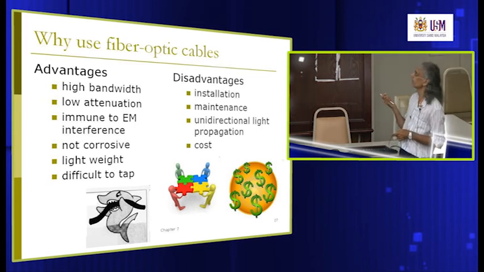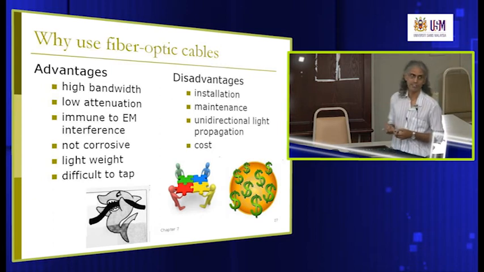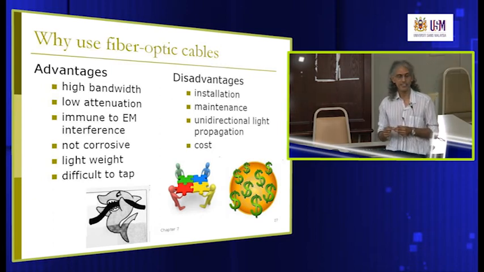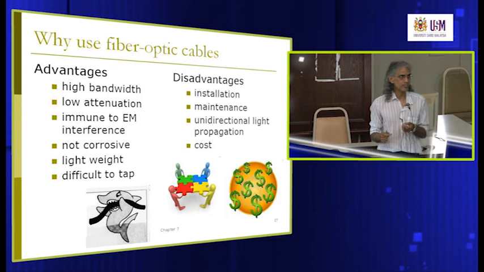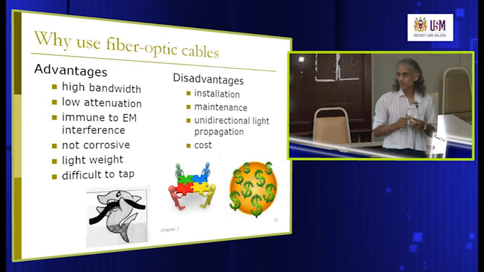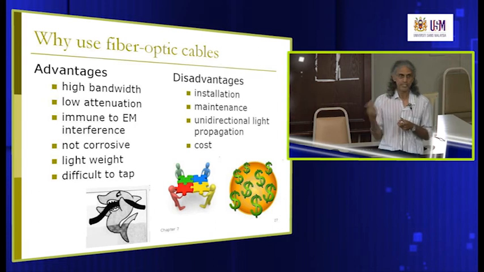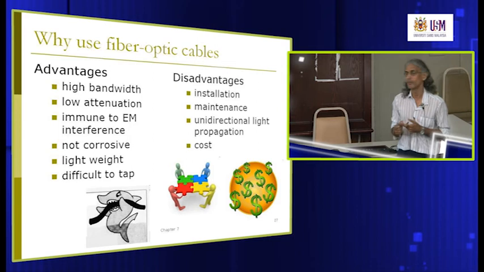Disadvantage, it's more difficult to install and maintain, and it's also unidirectional, one way. The light pulses can only travel one way inside the fiber, not two ways at the same time. So if you need the other way around, you need another fiber for that. For electrical cables, you can do both ways, not a problem.